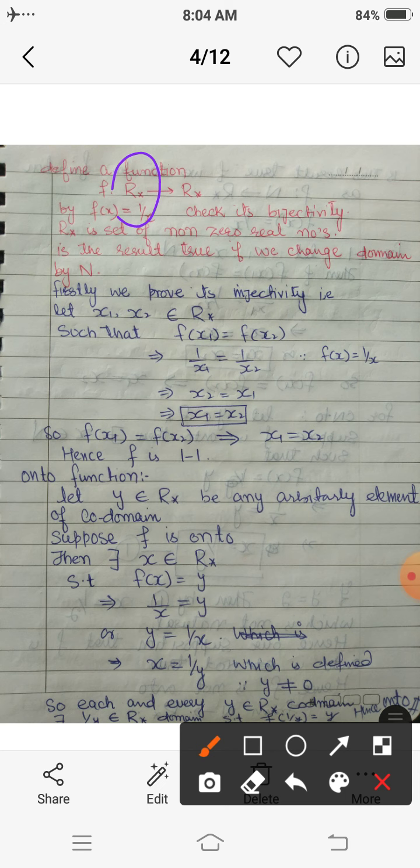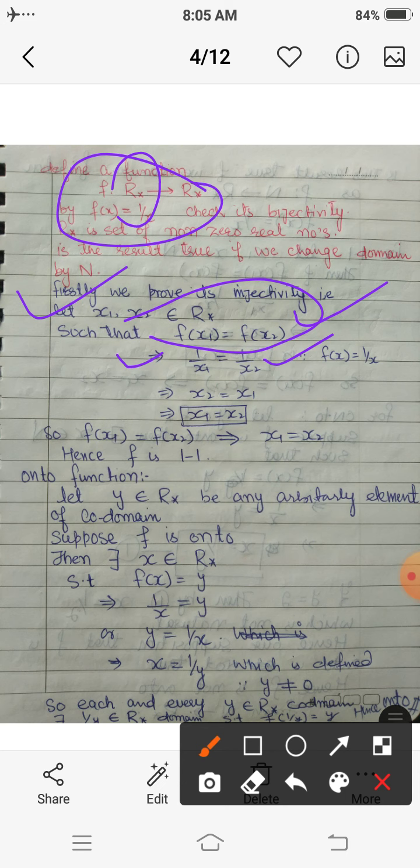that is injective function, let x1, x2 be any 2 points from the domain, that is R star, we don't know whether they are equal or not, such that their images are the same, that is f of x1 equals f of x2. But f of x1 is defined as 1 upon x1, f of x2 equals 1 upon x2, because f of x is defined as 1 upon x, which implies that by cross multiplication x1 equals x2.